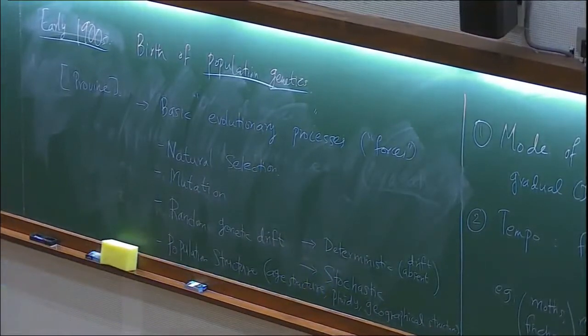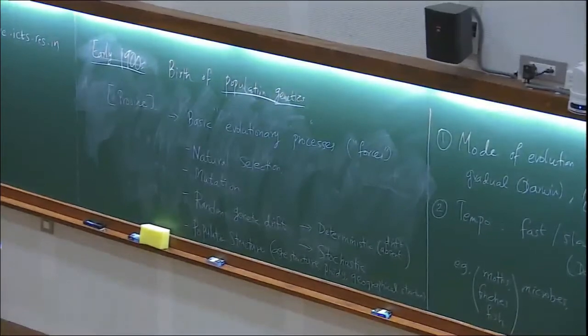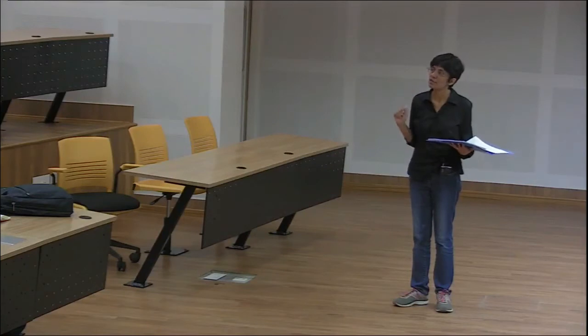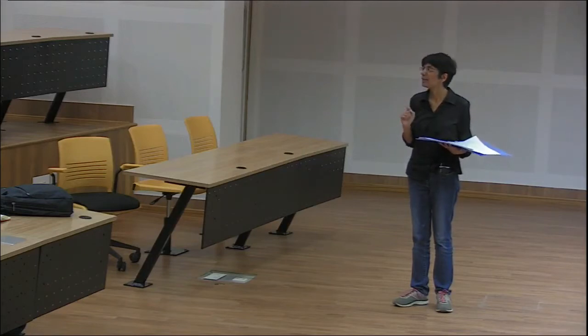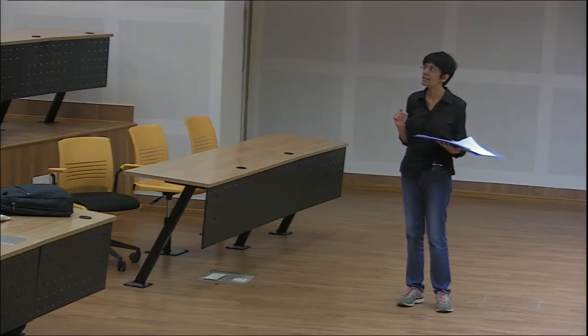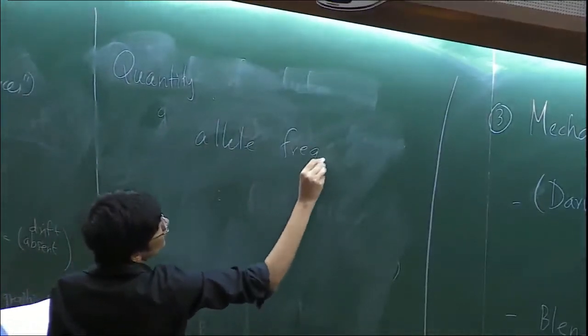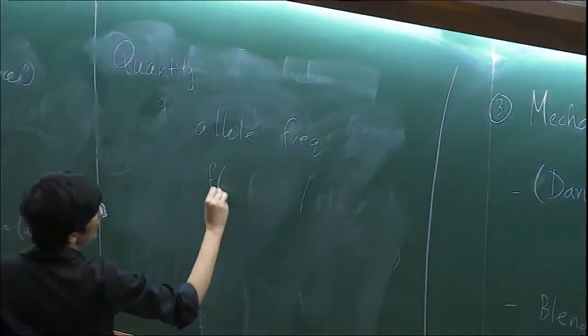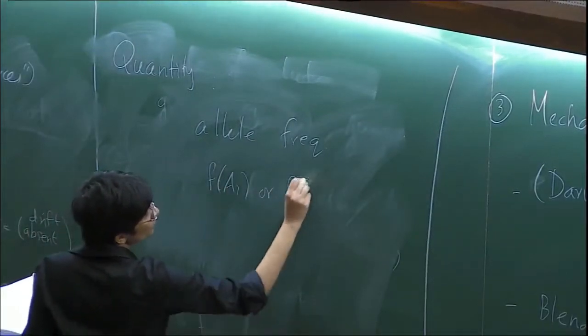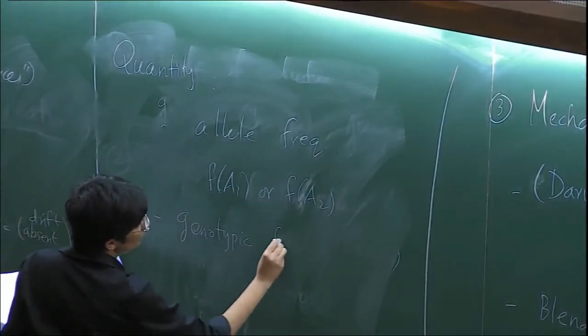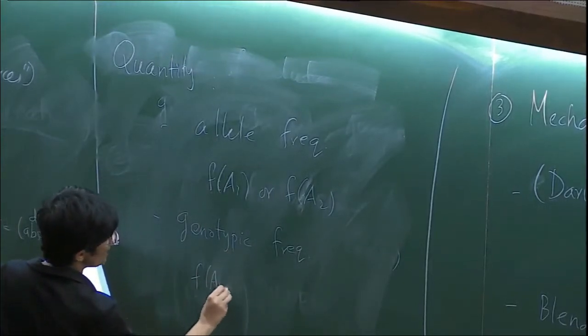Okay, these are the four processes, or four forces, and what we are trying to do is to ask what happens due to the interplay of these forces. Just like in physics, what you will do is perhaps turn off some of them, turn on some of them, and track certain quantities and see how they change with time. The quantity of interest here is what is called allele frequency, which is the frequency of A1 or frequency of A2, or sometimes genotypic frequency. That is the frequency of these genotypes.